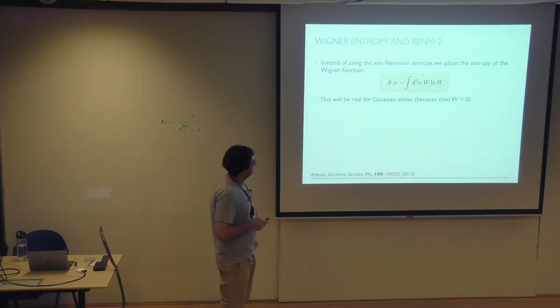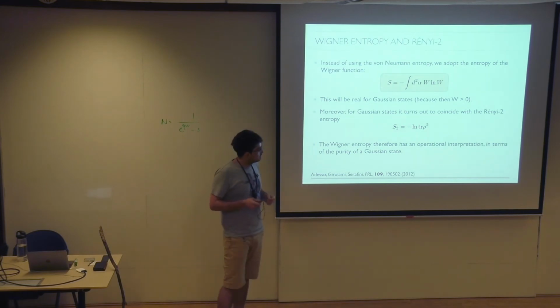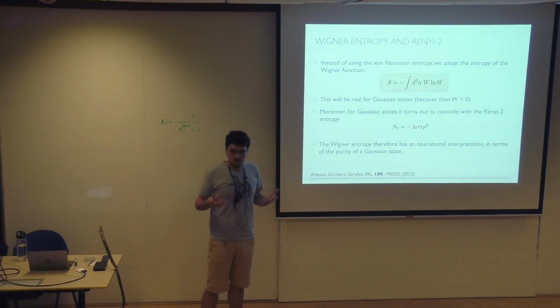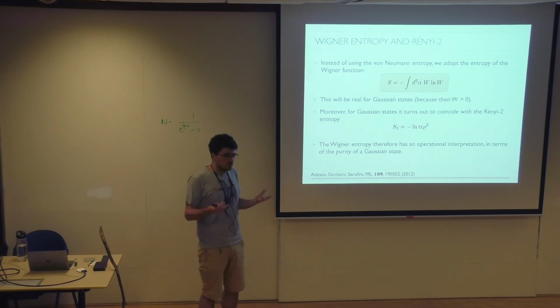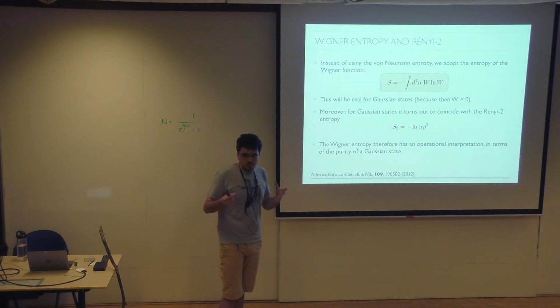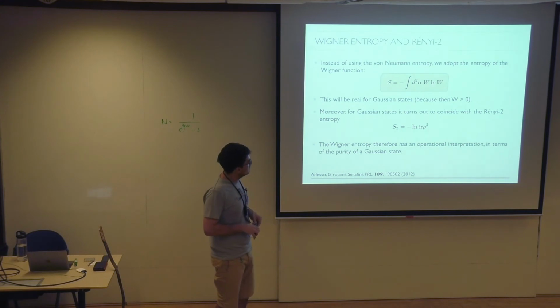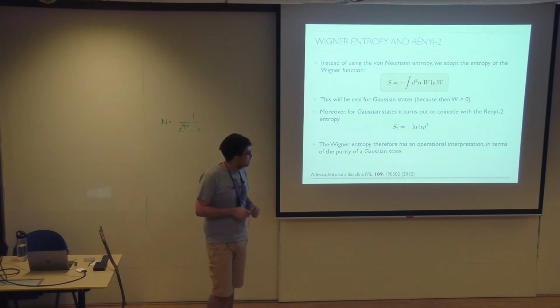The biggest motivation for using the Wigner function is that for Gaussian states, this is related to the Rényi-2 entropy. So this paper by Gerardo Adesso in 2012 showed that for the set of Gaussian bosonic states, the Rényi-2 entropy and the Wigner entropy are essentially the same. And so this gives, again, a very nice interpretation because the Rényi-2 is essentially the purity of the state, so it has an operational interpretation. Whereas the Wigner entropy also has a neat interpretation. If you think of W as a quasi-probability, you're essentially evaluating the entropy of that quasi-probability. So it's very natural to talk about it.